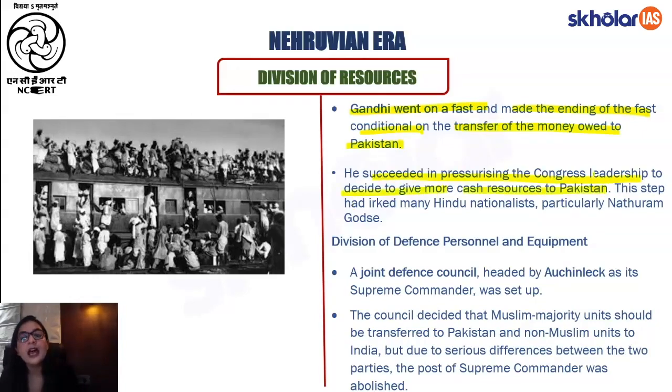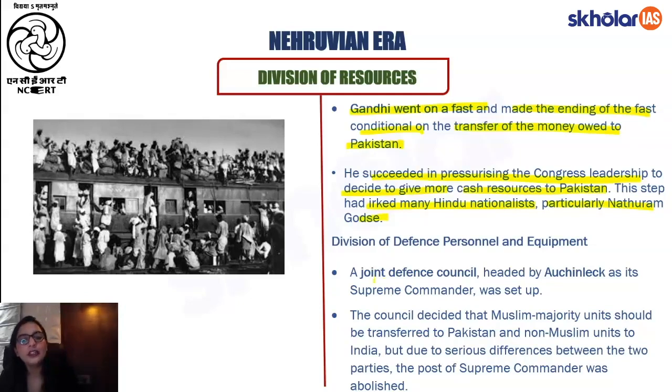Apart from this, he succeeded in pressurizing the Congress leadership to decide to give more cash resources to Pakistan, and this particular step, on the other hand, students, irked many Hindu nationalists, particularly Nathuram Godse, and in fact, students, this particular step that was taken by Mahatma Gandhi is also considered the reason why he was assassinated later.